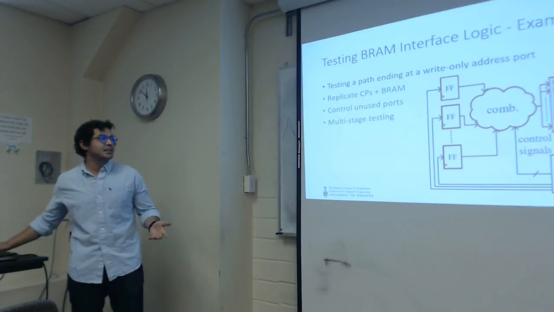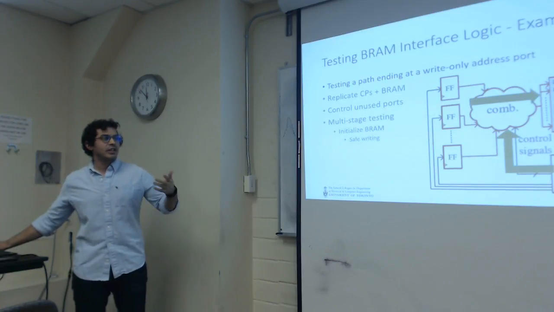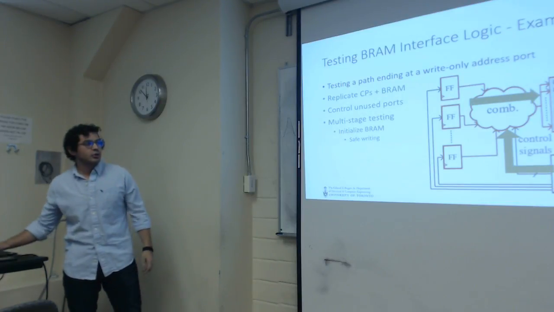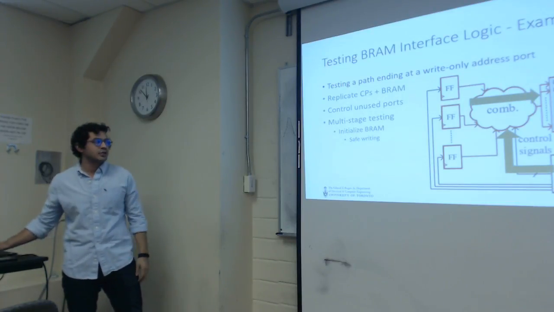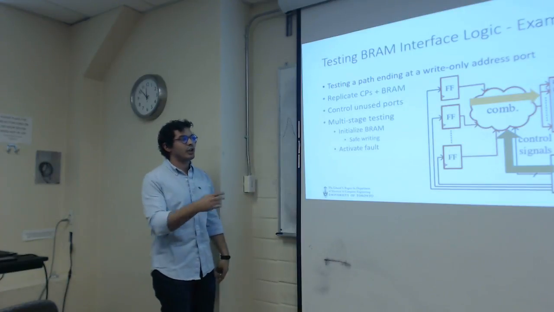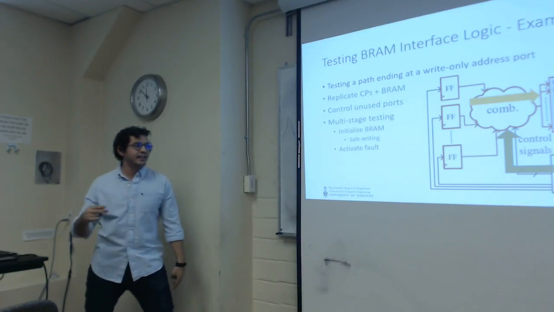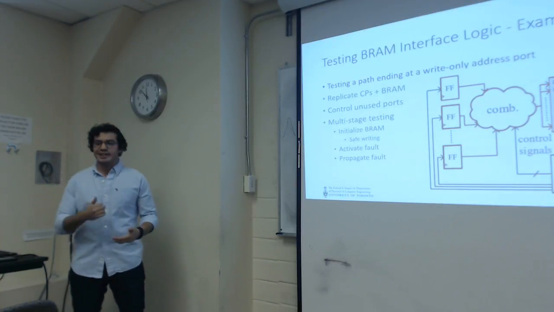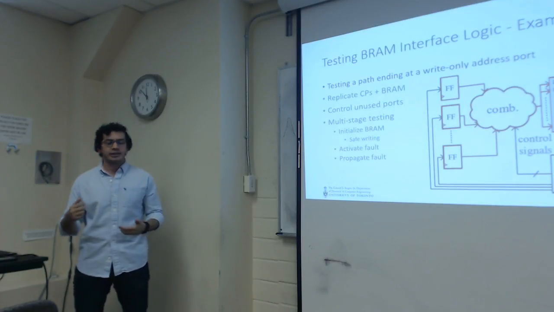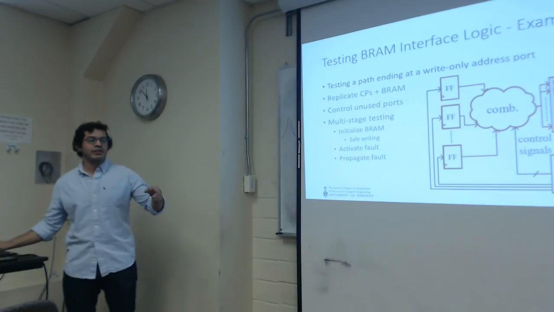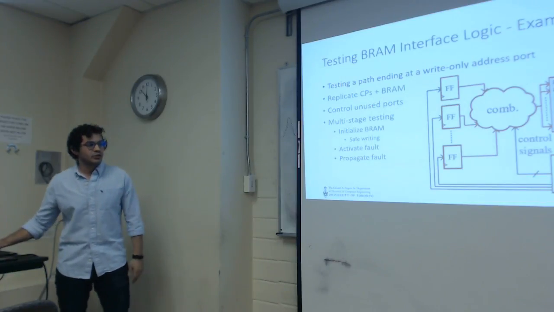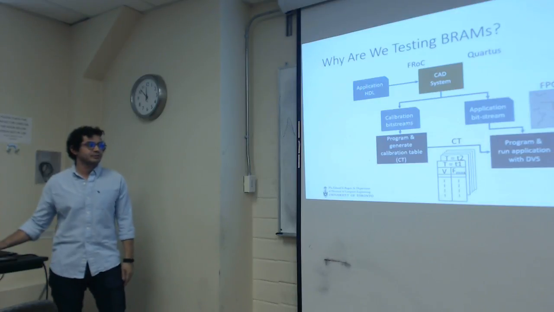It would perform a multi-stage testing where it would initialize the BRAM to a known state. So it would write some data in the different words. Then it would activate the fault by trying to write a different data in the BRAM. And then it would propagate the fault by reading that word. And by determining whether the write was successful or not, you know whether this was a safe VDD or not.